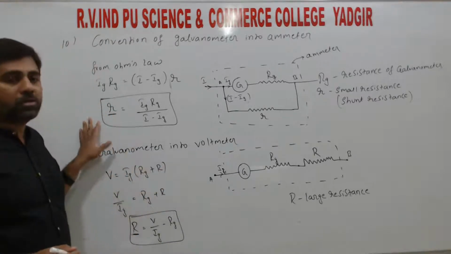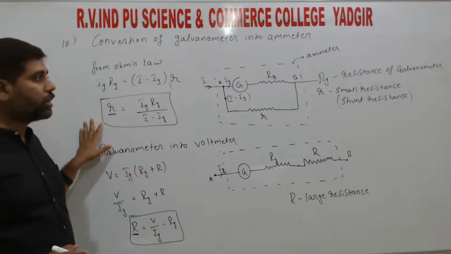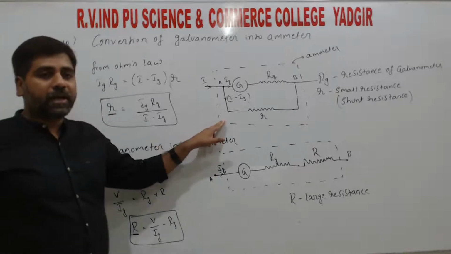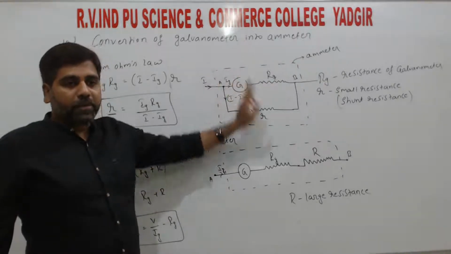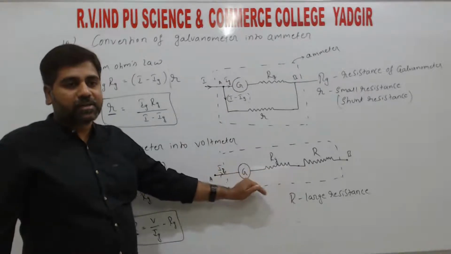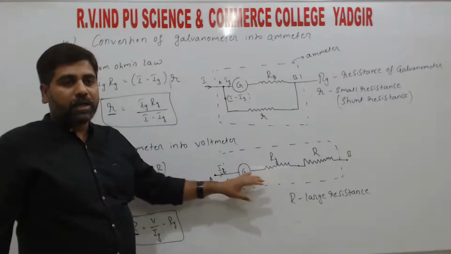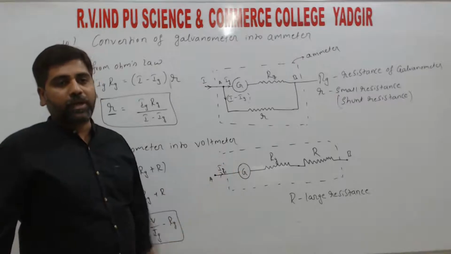So this is about the conversion, right? What you need to remember: a small resistance connected in parallel to the galvanometer, then the galvanometer acts as an ammeter. A large resistance connected in series with the galvanometer, then the galvanometer acts as a voltmeter, right?